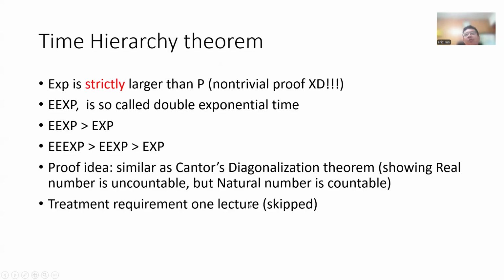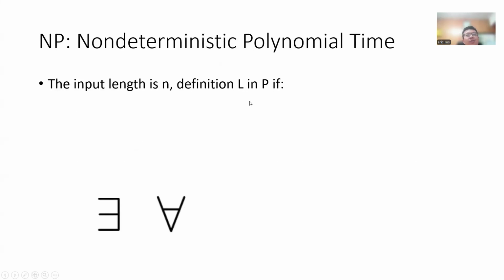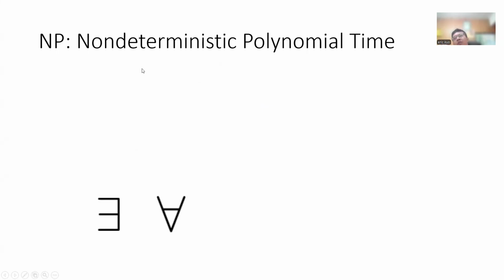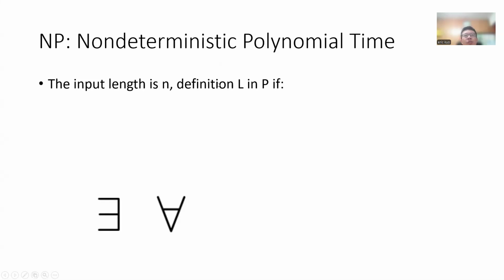And the rigorous treatment requires like one lecture to prove. So I will skip here, but you can find the proof online. And there's another interesting class, as we defined before, which stands for non-deterministic polynomial time, called NP.